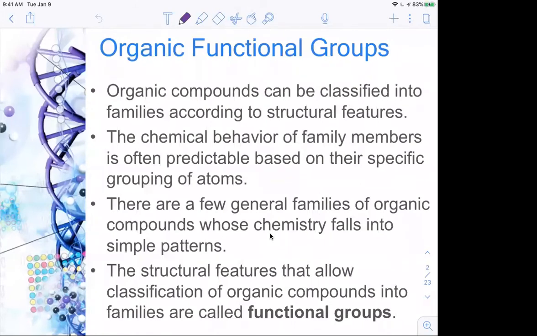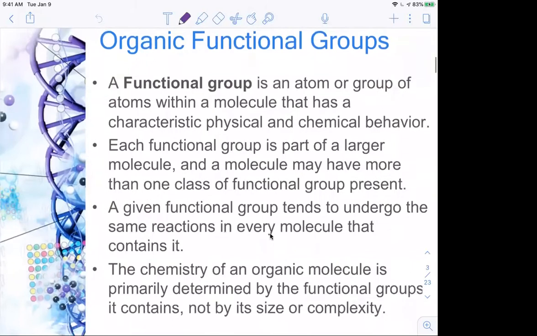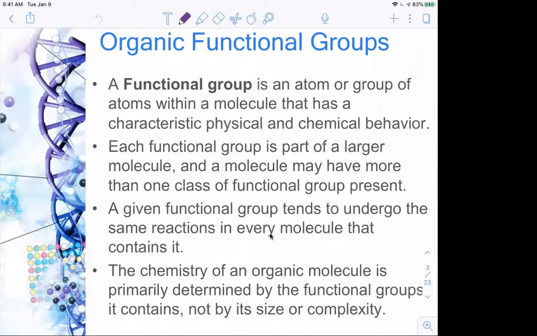Every chapter is based on a different class of compounds, mainly according to what functional group the compound is classified into. We're going to see that a lot of the chemistries of a specific functional group are very similar. So a functional group is defined as an atom or group of atoms within a molecule that has a characteristic physical and chemical behavior. Each functional group is part of a larger molecule, and a molecule can have more than one class of functional groups present.